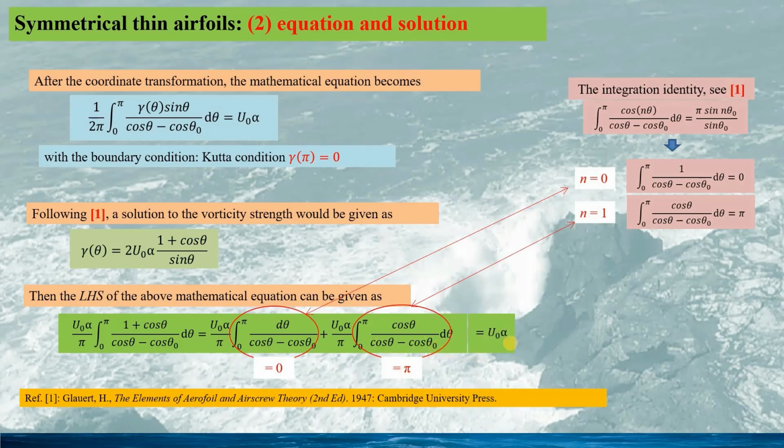Therefore, the value of the left-hand side would be this. So this is exactly the same as this. Therefore, we can confirm the vorticity strength in such a form is correct.